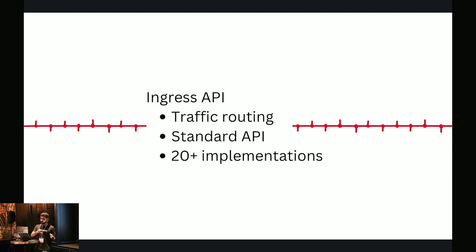And that's where the Ingress API project came. So the Ingress API is a Kubernetes API that enables traffic routing in Kubernetes. So you can basically use this Ingress API to configure how your traffic is handled inside the cluster. And it's also a standard, and it has 20 plus implementations, including projects like Apache APISIX. So instead of APISIX coming up with their own solution, they use the standard, and people who use the standard can use any of these implementations to work with the standard.